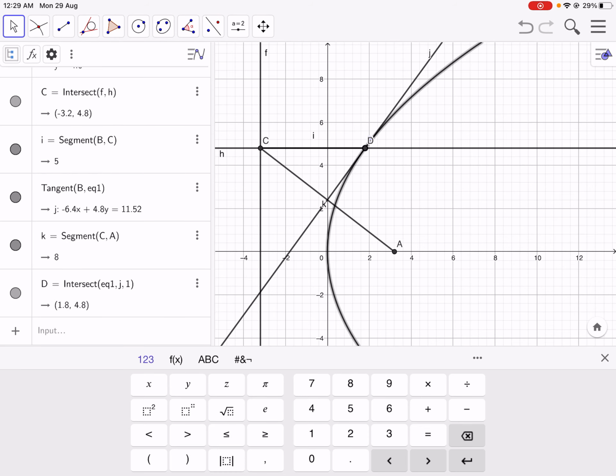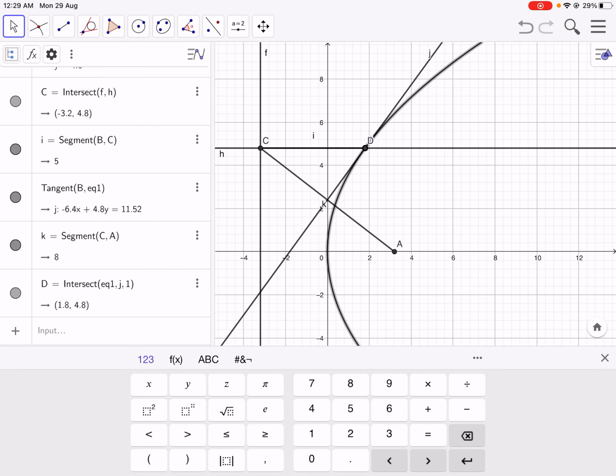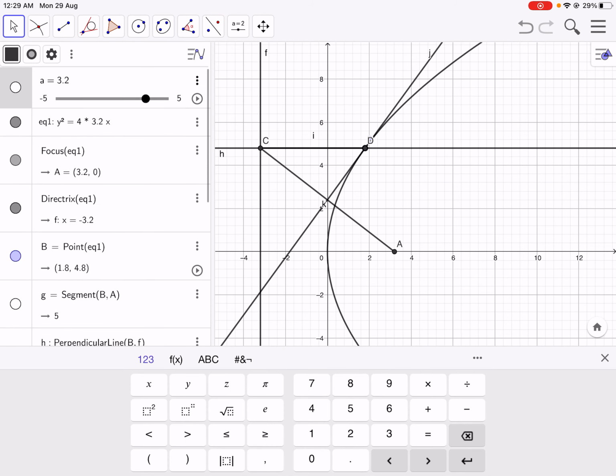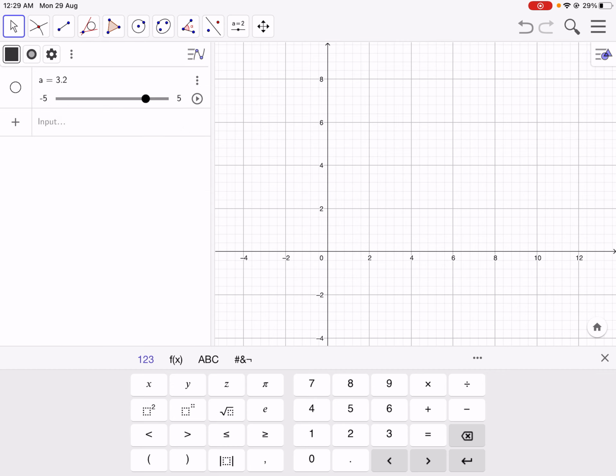How am I going to delete this quickly? Haven't used my iPad in GeoGebra for a while. Should be just a delete thing. Delete for me. Thank you. Brilliant. All gone.